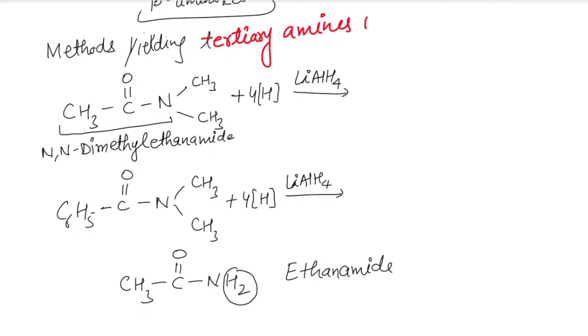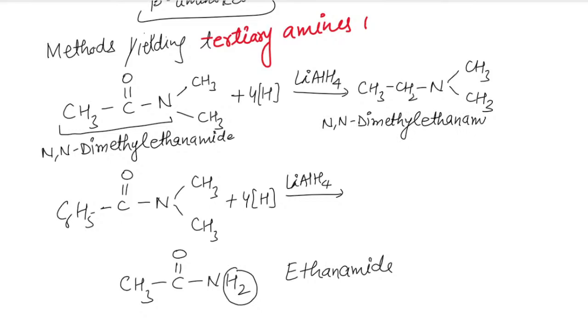Now on reduction we get CH3, CH2 and N, CH3, CH3. That is N, N dimethyl ethanamine. Ethanamine, not methanamine, Sahil. It should be ethanamine. Very good.